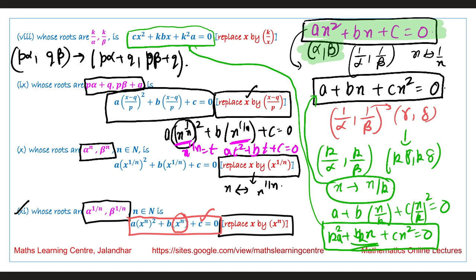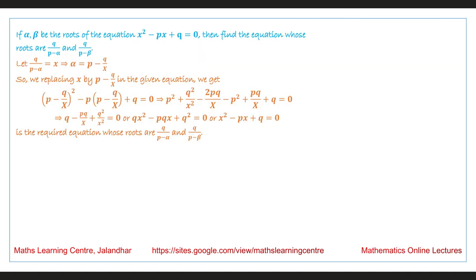So these are some of the transformations that we can make if we want to transform a quadratic equation with roots alpha and beta to another equation whose roots are given in this way, that it may be k over alpha, k over beta, or alpha raised to power n, beta raised to power n. So some conditions on the roots are given, and we want to find the equations whose roots are in that particular form. Now we solve certain problems based upon these transformations. The first question we have is, if alpha and beta are the roots of this equation, then we have to find the equation whose roots are in this form.